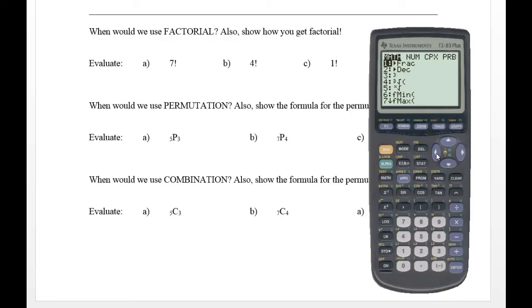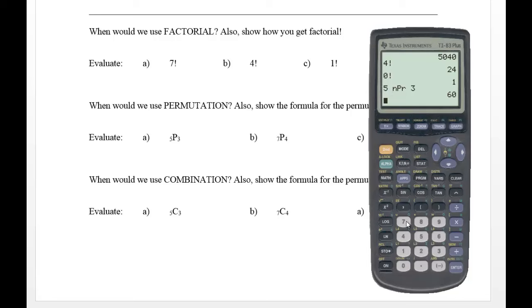Click Math, click to Probability, and choose nPr. We have 5 items, and we want to choose a smaller subset of them in order, and get an answer. And so there are 60 ways to choose 3 items from a group of 5 in order.